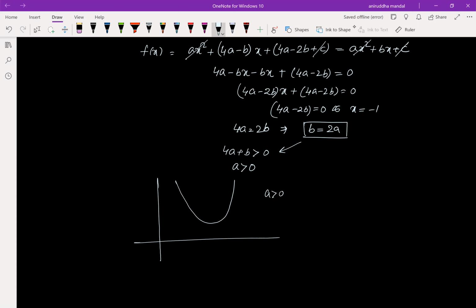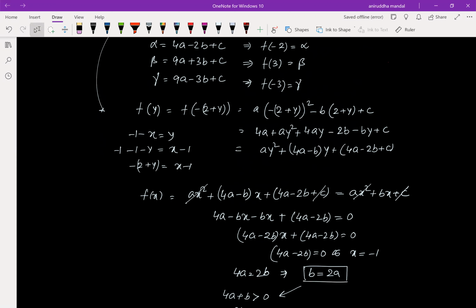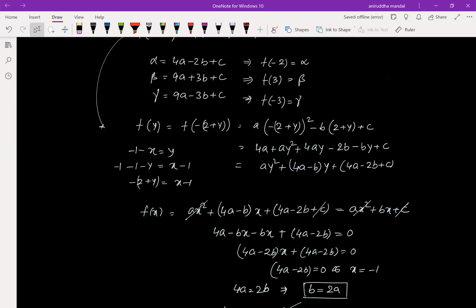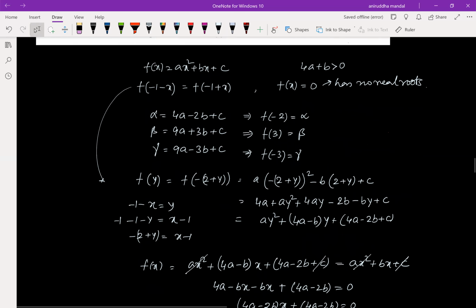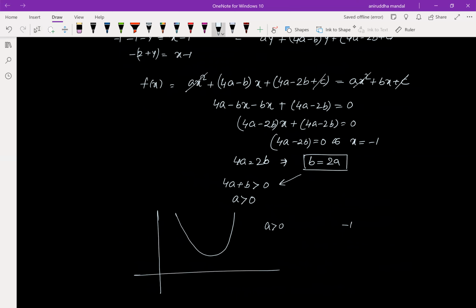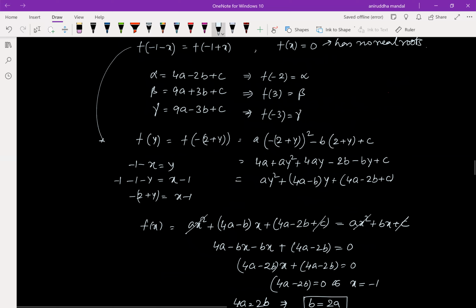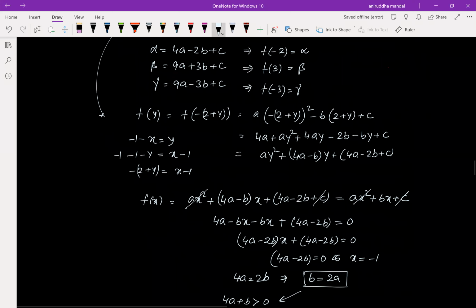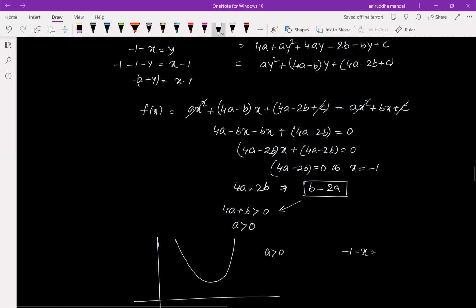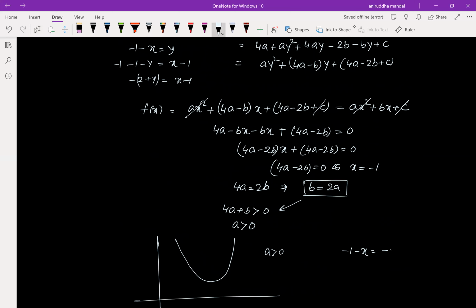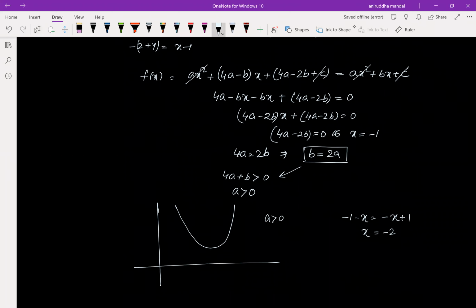Now another piece of information is given: f of minus 1 minus x equals f of minus 1 plus x, which means, sorry, 2x equal to minus 2, so x equal to minus 1.